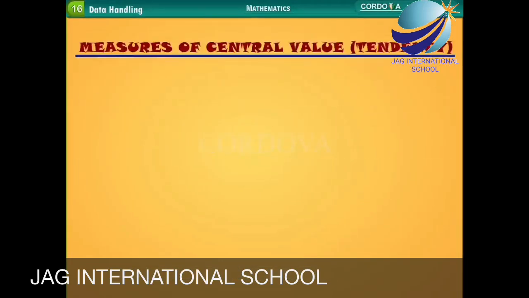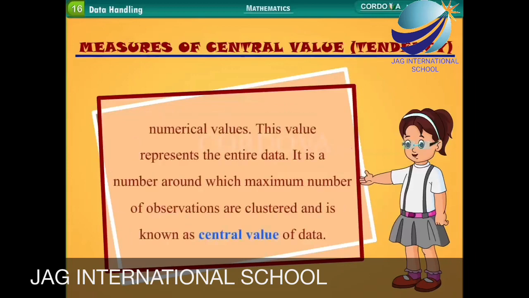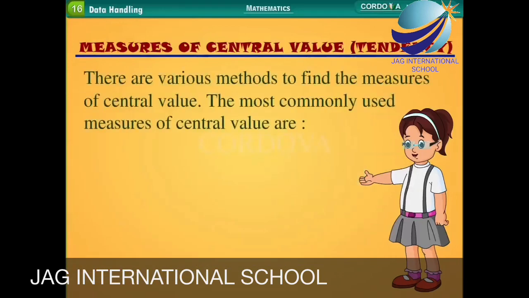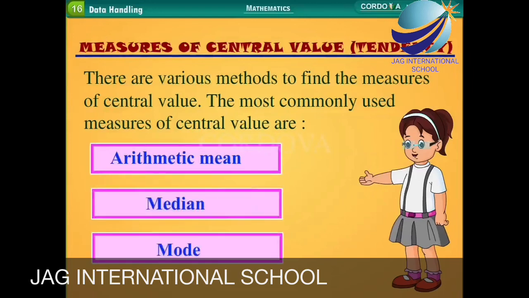Measures of central value, or tendency. We have studied frequency distribution and the use of a frequency table to interpret the data. The information contained in a frequency table can be represented by means of some numerical value. This value represents the entire data. It is a number around which the maximum number of observations are clustered and is known as the central value of data. There are various methods to find the measures of central value. The most commonly used measures of central value are arithmetic mean, median, and mode.